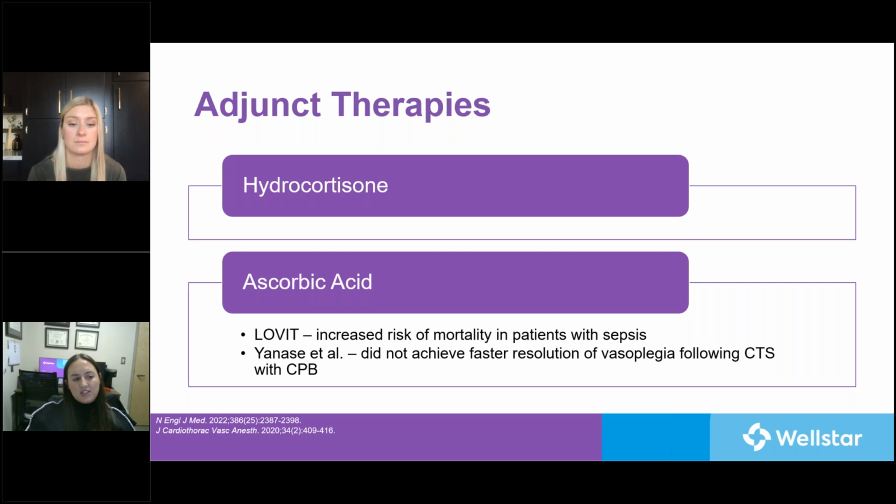Ascorbic acid is another agent that has been studied for vasoplegia. It's been studied in septic shock patients as well, and the Levitt study actually found an increased risk of mortality in patients that had septic shock. There has been a small study done in patients that had vasoplegia after CT surgery and found that there wasn't an increased risk of mortality, but also that ascorbic acid did not achieve a faster resolution of vasoplegia.